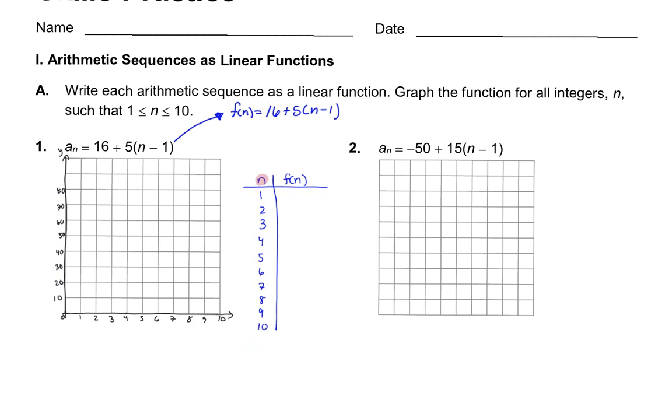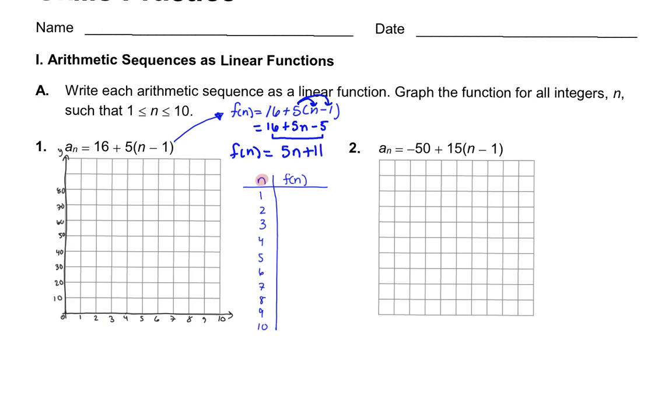So if I'm going to simplify it, I'm going to go 5 times n. So now I'm going to have 16 plus 5n. 5 times negative 1 is negative 5. These right here, 16 and negative 5, are like terms. So I'm going to have f of n is equal to 5n. You want anything that has a letter to go first. 16 minus 5 is positive 11.